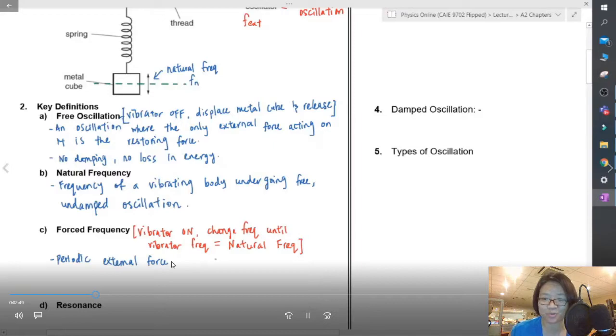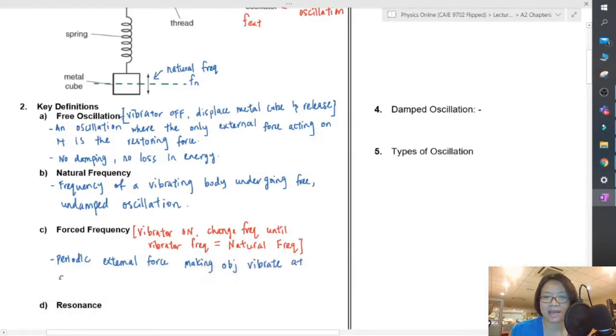Periodic frequency here is defined as a periodic external force. In this case, it will be the college timetable, making you wake up at 7 a.m., or making the object vibrate at the applied or the forced frequency. You might not like it, but still gotta go.